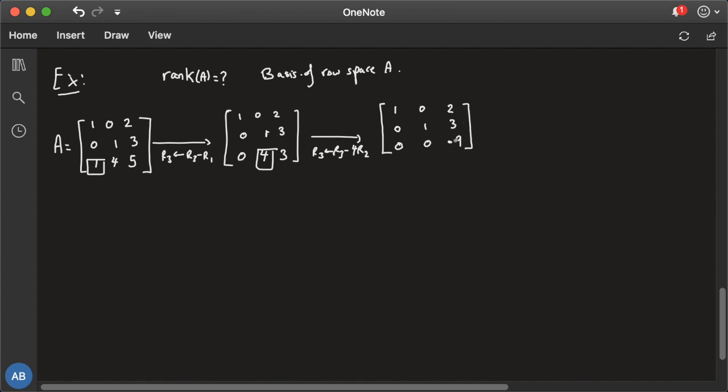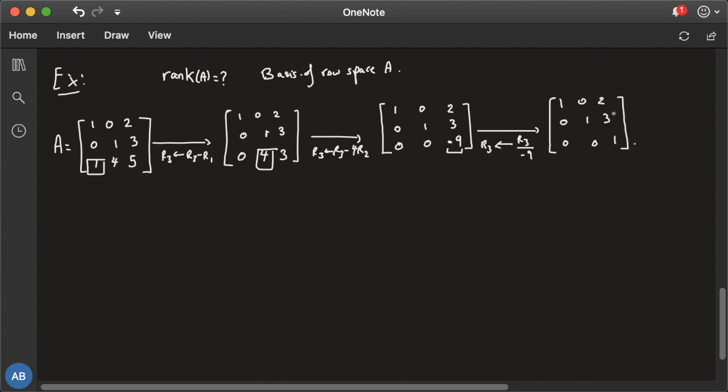Now, notice that the last row here looks like the 3 by 3 identity matrix, except that this guy is a minus 9. Well, how do we force it to be a 1? Easy. All you have to do is replace R3 by R3 over minus 9. That is, you only divide the last row by minus 9, hence the first 2 rows are the same, and the last row becomes 0, 0, 1, right?